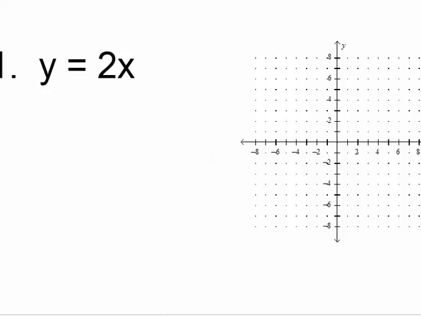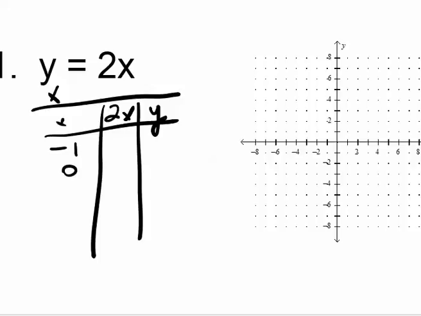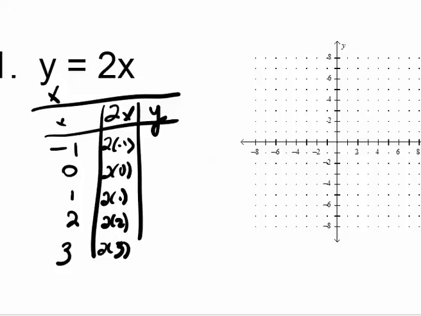The first thing we must do is create our t-chart: x, 2x, y. Choose any values: -1, 0, 1, 2, and 3. That means 2 times -1, 2 times 0, 2 times 1, 2 times 2, 2 times 3. 2 times -1 is -2, 2 times 0 is 0, 2 times 1 is 2, 4, and 6.